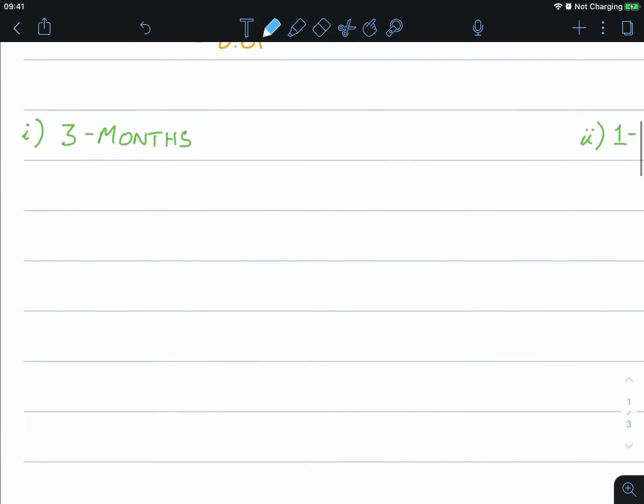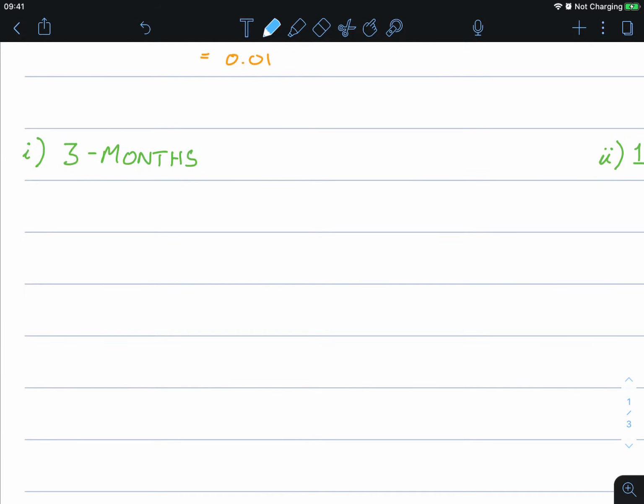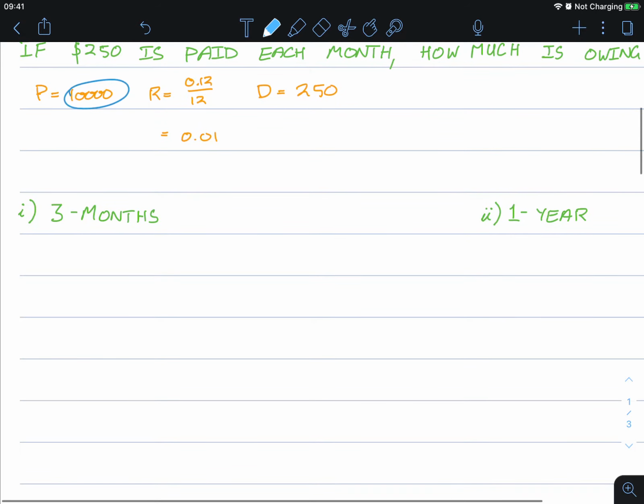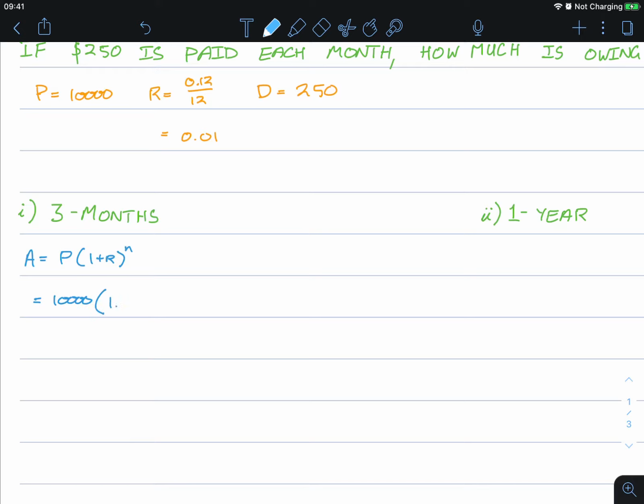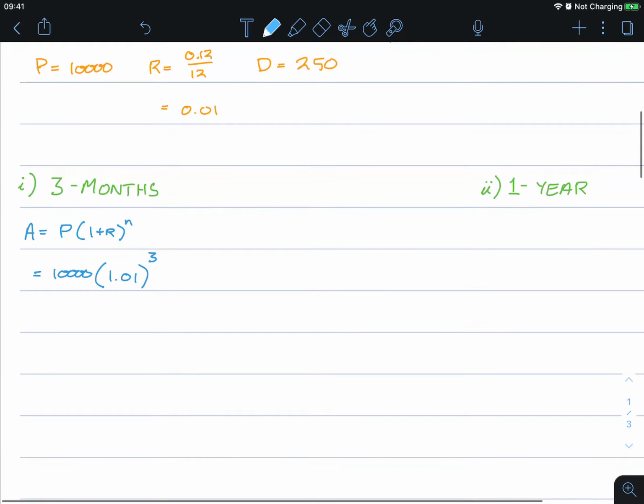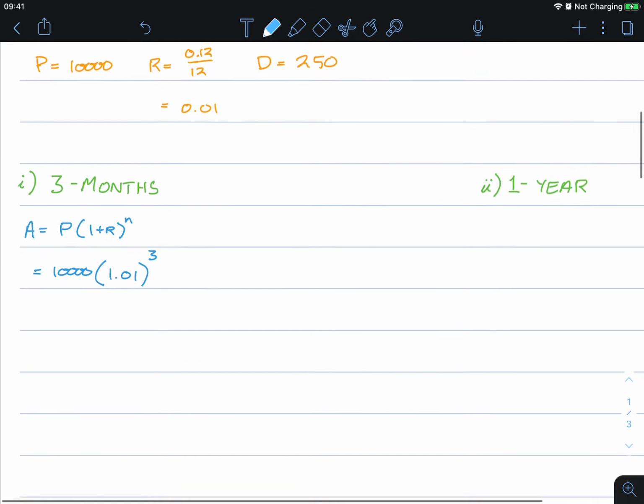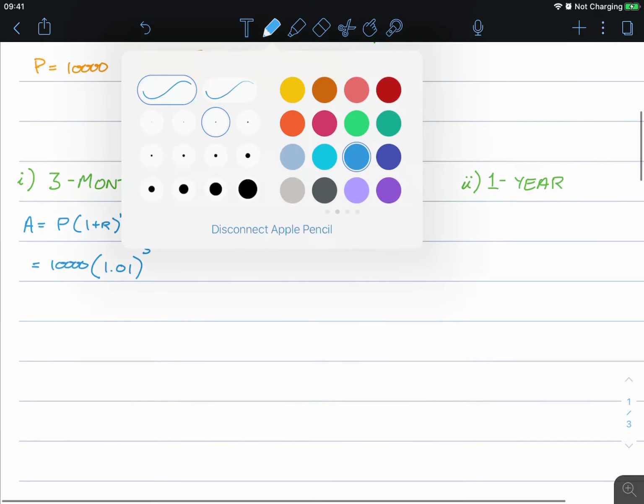So for 3 months, first what we do is we take the original value of the loan. So let's do this as the compound interest. A equals P bracket 1 plus R to the power of N. Just using the values that we have, that's 10,000 times 1.01 to the power of, in this case, 3 months. I'm just going to leave it as this value here.